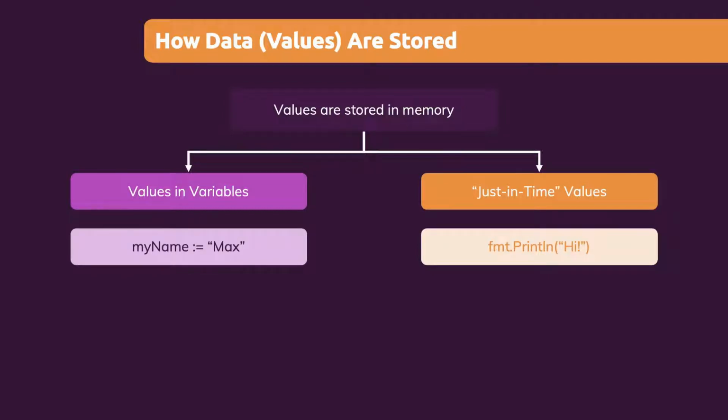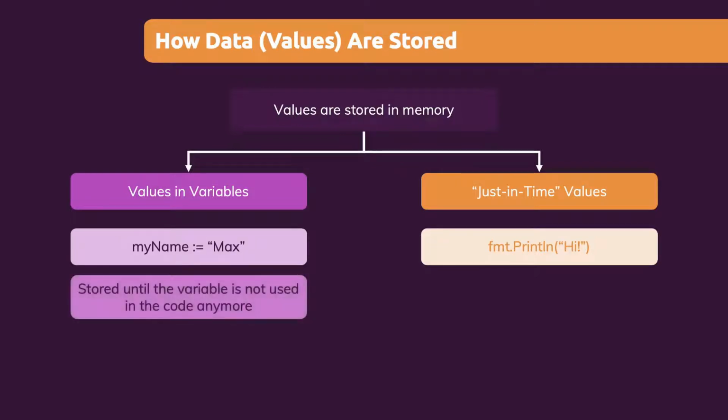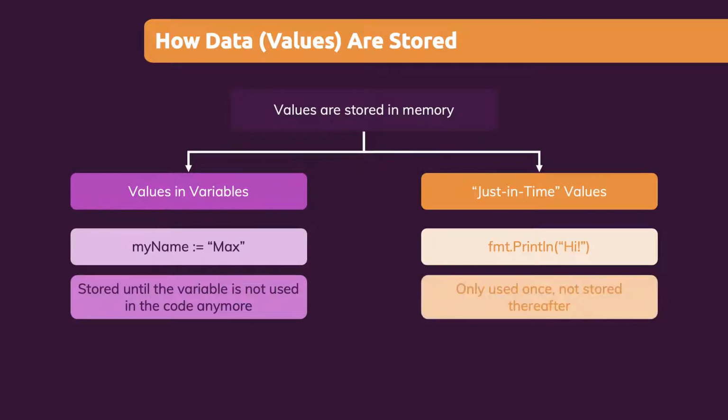On the left side, if we store a value in a variable, then it's kept around in memory until we don't use that variable anymore. And Go will detect if there is no more code left to execute that uses the variable. And on the right side, of course, we instantly don't need that value anymore. So it's used once, and thereafter Go realizes that this value won't be needed again.